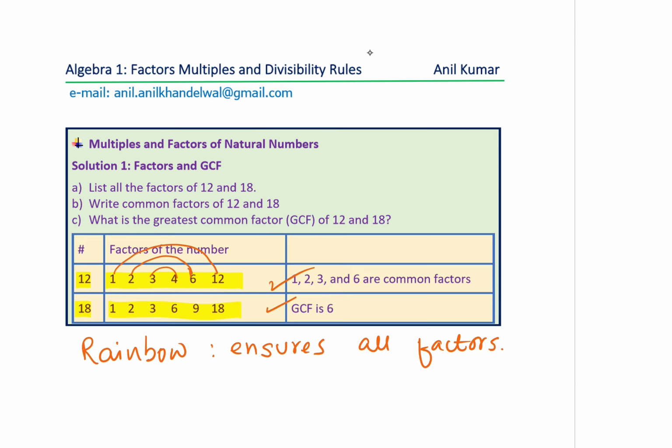Then we've listed the common factors and shown the greatest common factor, which was 6. So I hope this exercise, whatever we have done, is absolutely clear. Can we move on from here? Yes, let's take more examples.